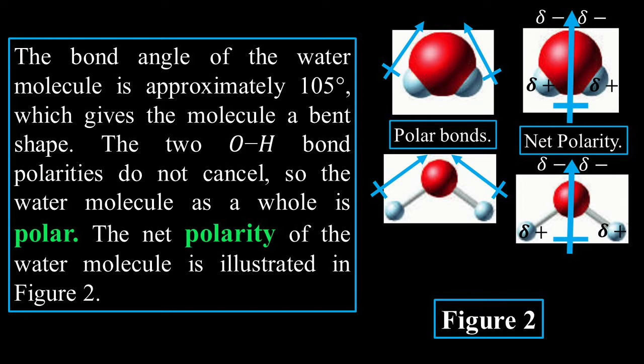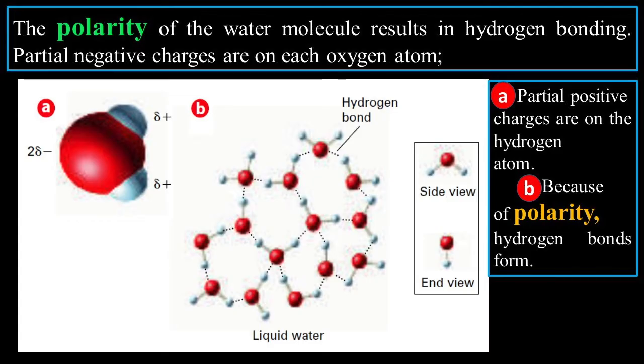The geometry of molecules is based on the electron organization of the valence shell and how they relate to other atoms in bonds with them. So it's not polar because of that, because of the organization of the geometry of the molecule. The polarity of the water molecule results in hydrogen bonding. Partial negative charges are on each oxygen atom. So you have 2 times the partial charge negative, partial charge positive on each hydrogen. You have different views of it.